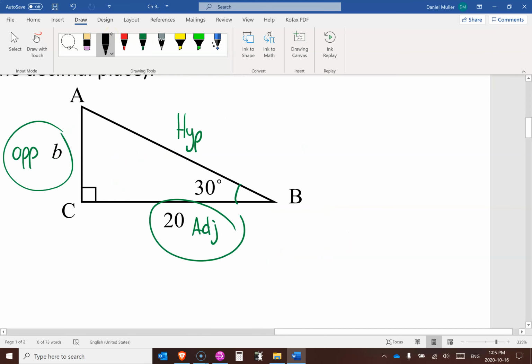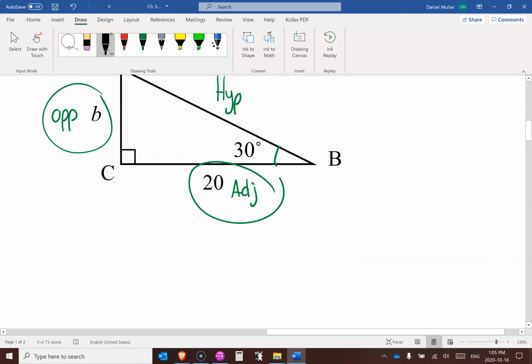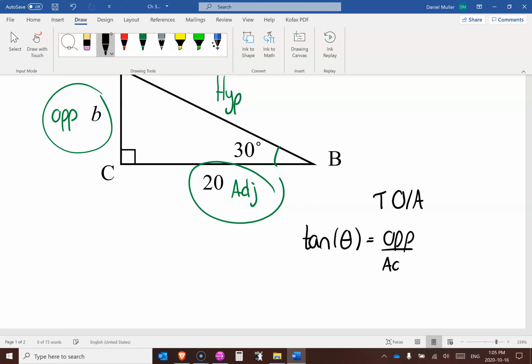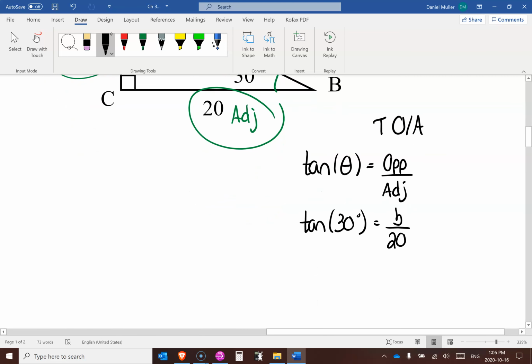So that is O and A. So I can think to myself, okay, what has O and A in it? Well, that is TOA, which is tangent. So the formula is tan of some angle equals opposite over adjacent. And I can fill in the information that I know. Tan of the angle, which in this case is 30, is equal to opposite. Now what's the opposite? Opposite is B, over the adjacent, which is 20.